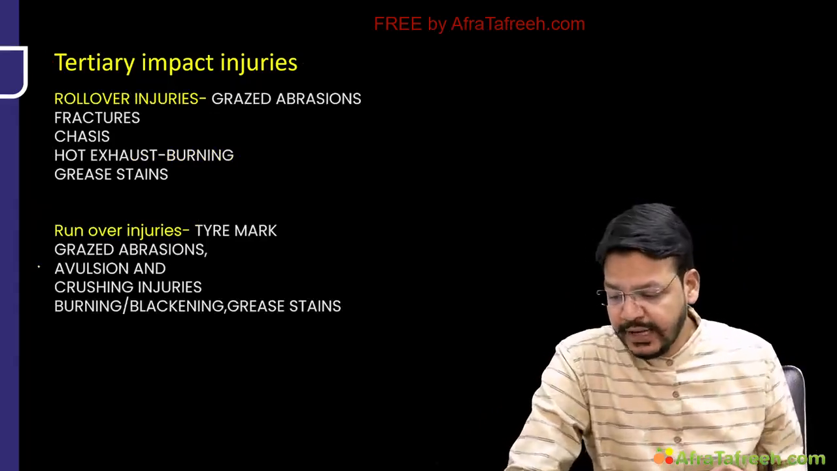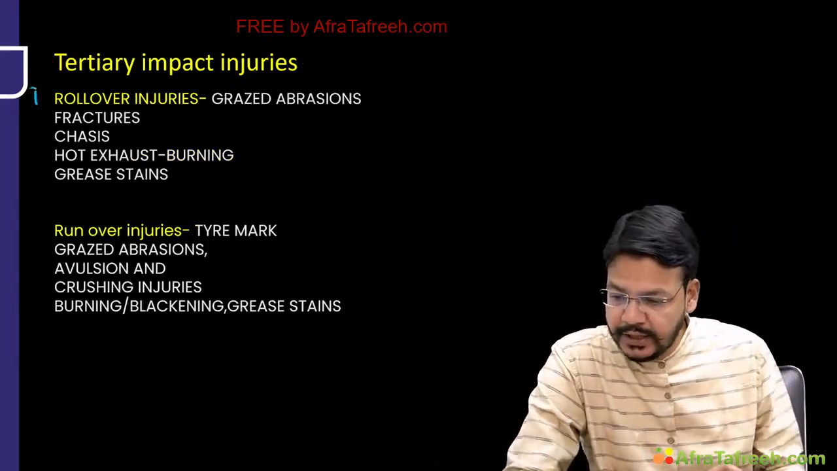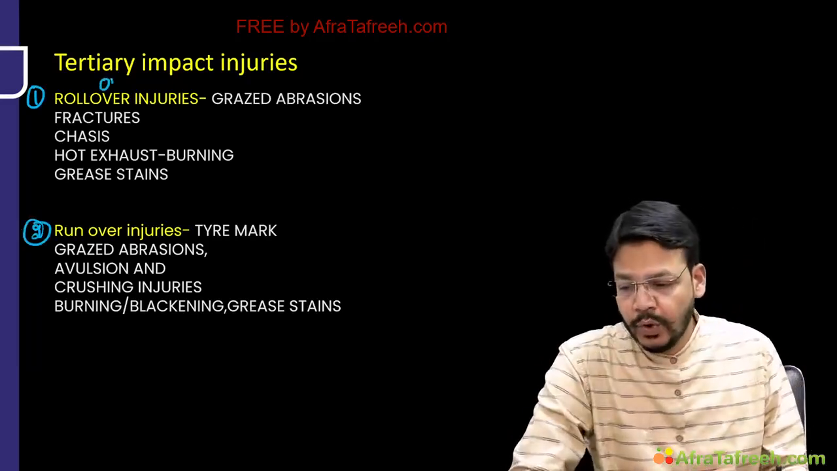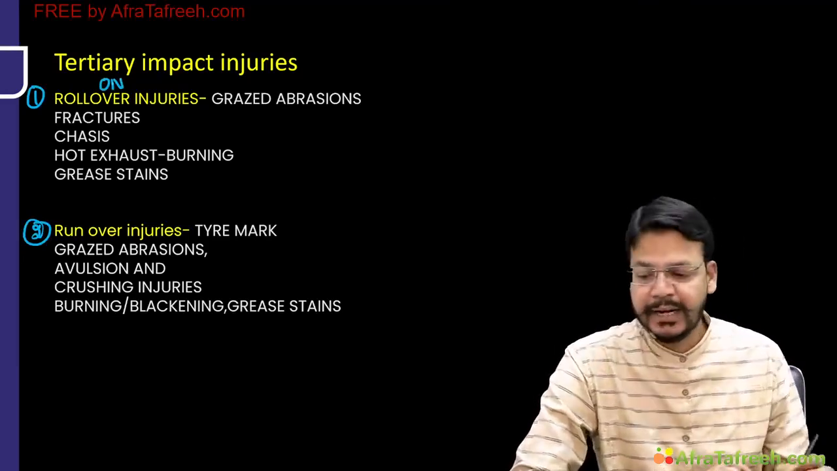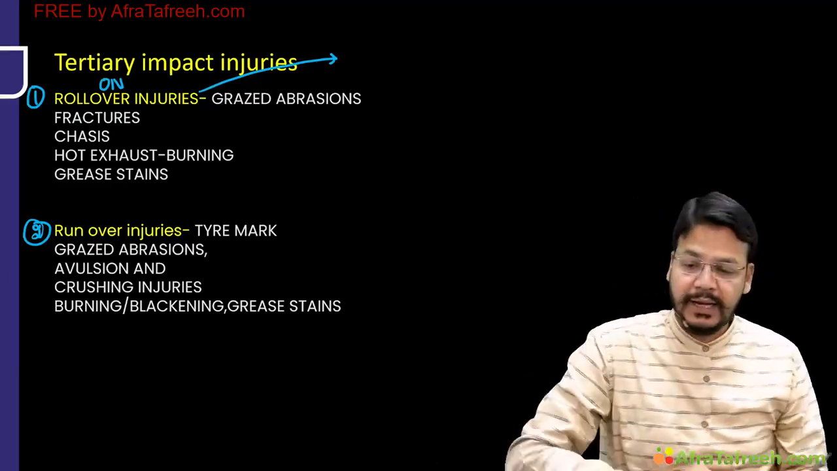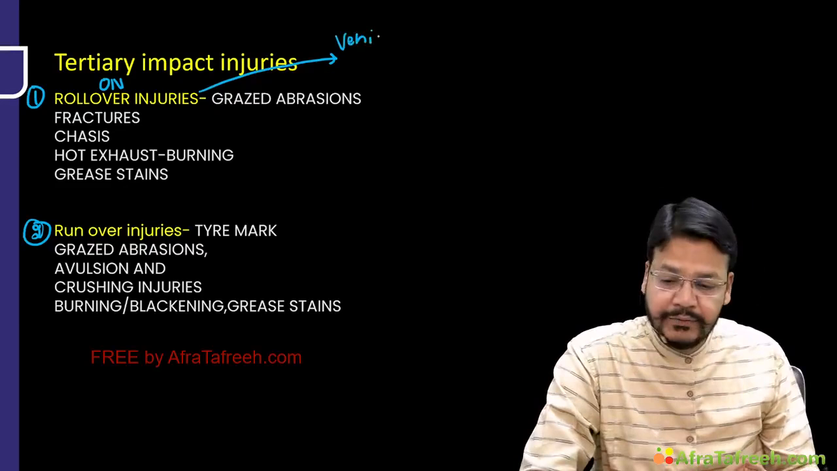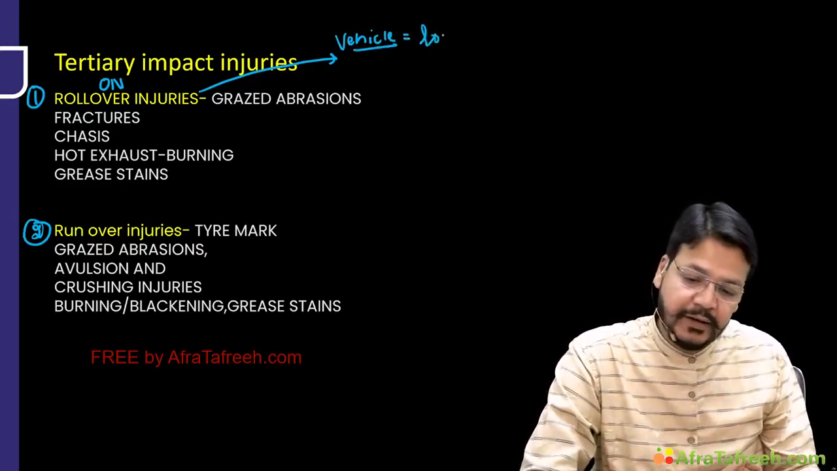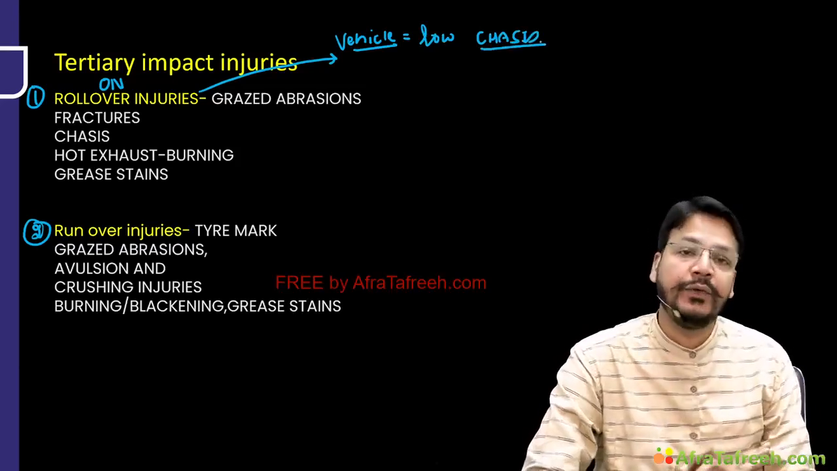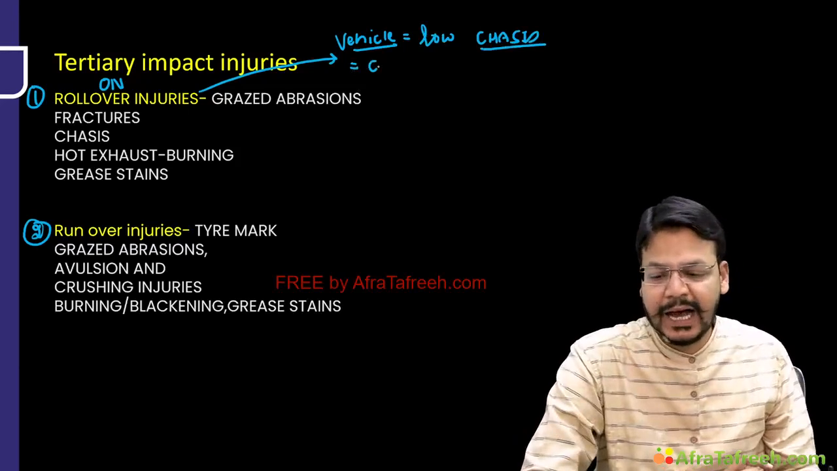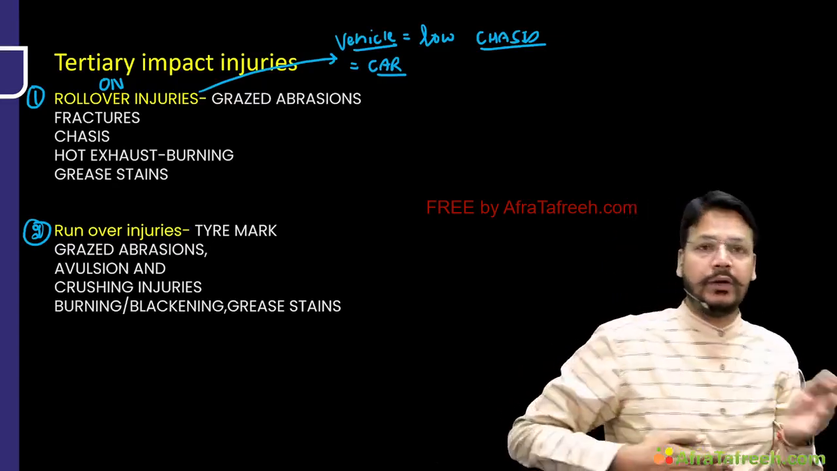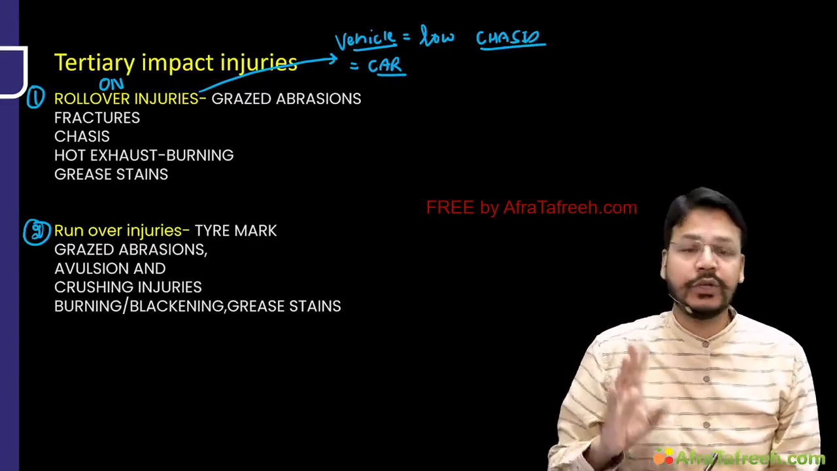Now, my dear friend, in tertiary impact injury, I can classify the injury in two categories. Number one, roll on or roll over injuries. You can write down roll on or roll over injuries. And my dear friend, what is the meaning of roll on? The body is rolled on. It is seen with a vehicle which has a low chassis. Example is a car. The small car has a low chassis, so your body will be rolled on. It's not a run over, it's a rolled on.